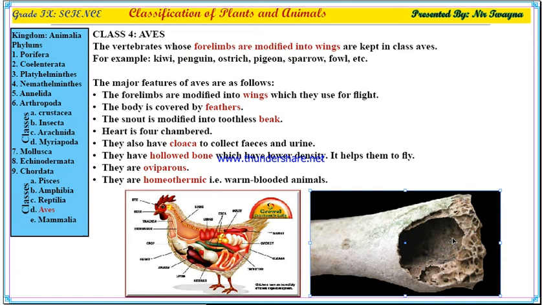Next one, they are oviparous. That's how you get to eat egg, chicken egg, duck egg, isn't it? That's how you get to eat. Yes, they lay eggs to reproduce, and they are homeothermic. That means they are warm-blooded, so their body temperature always remains constant. They are homeothermic means their body temperature always remains constant, whether the environment remains hot or cold, doesn't matter.